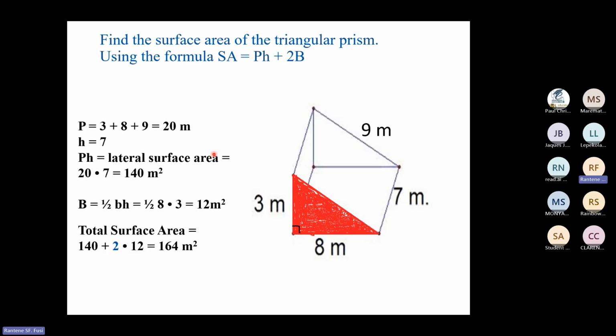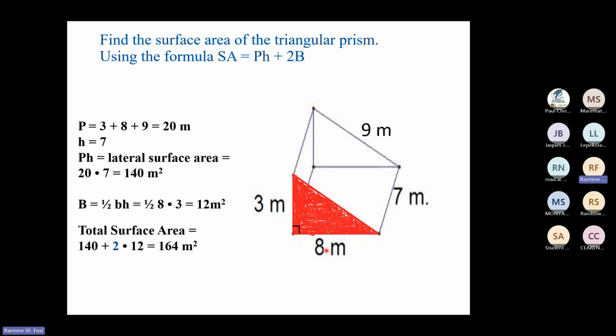Okay. Right now, if I have to calculate this part, perimeter multiplied by height, it will be 20 multiplied by 7. It will give me 140 meters squared. This part, I have it now. Now I'm going to calculate this part. Here, I have to find the area of the base.